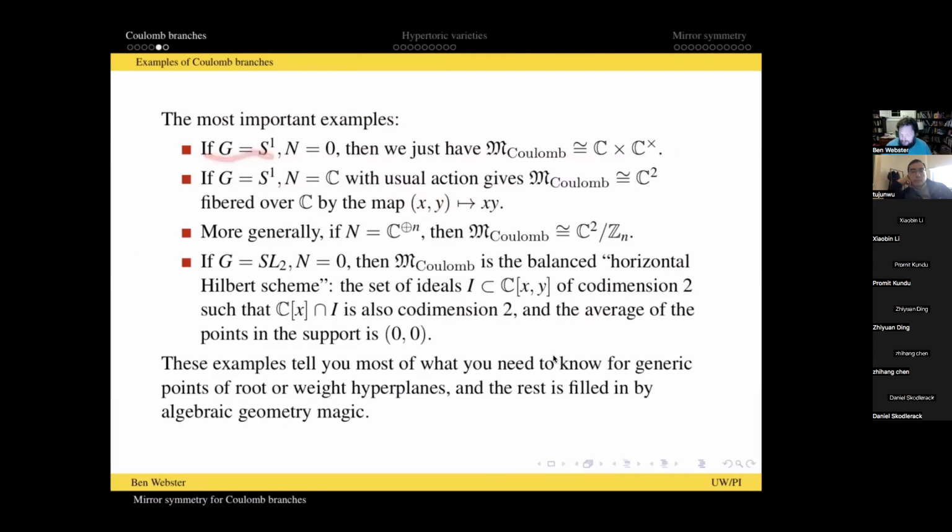If we talk about G equals S1, that's the simplest example we can have. If we want to make it really simple, we take n equals 0. So this means that there's never a zero eigenvalue. My fibers are always C star, and I get just this picture. I've got my copy of C down here, and then I have copies of C star over it, which is a little hard to draw, so I'm drawing the unit circles in those.